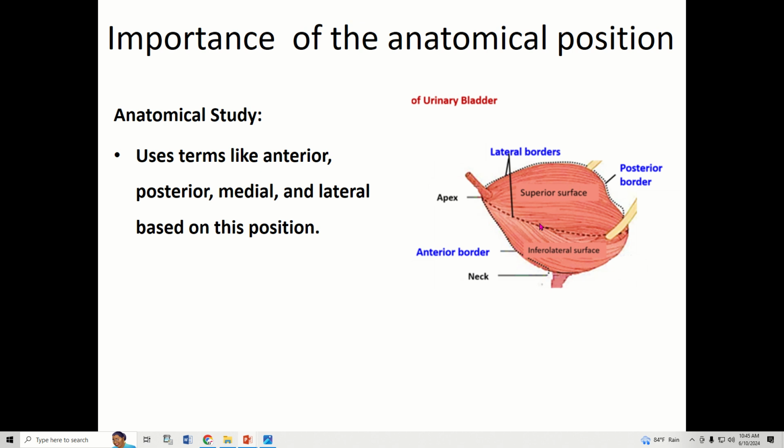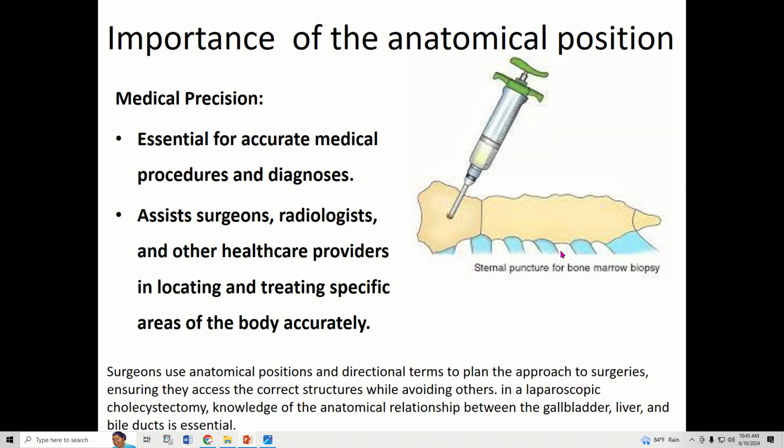To describe the different external features of any organ, we need knowledge of the anatomical position. In many clinical procedures, we choose a safe place to do the procedure without any unnecessary injury to other structures. So knowledge of the anatomical position helps us in this situation.